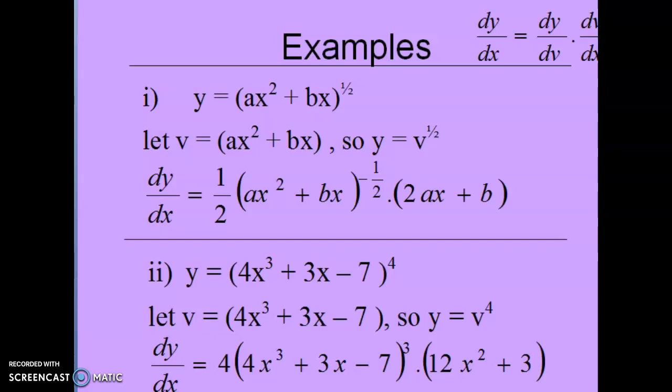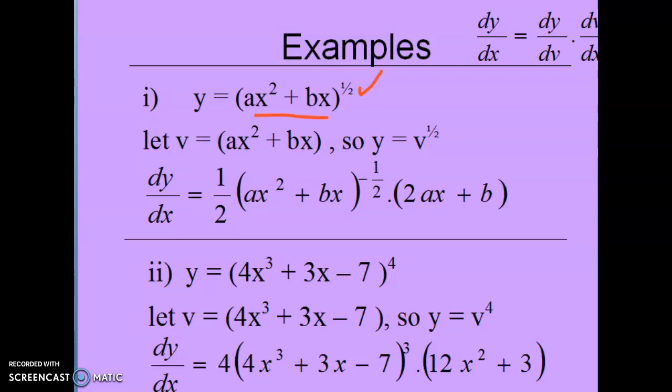We have an example here. y is equal to ax squared plus bx, to the power half. Right, here as you can see, the rules we have studied cover either this or just this half. They don't cover both. So what do we do? We replace this one with a v, a constant, maybe u. We can replace this one with a u. Right.